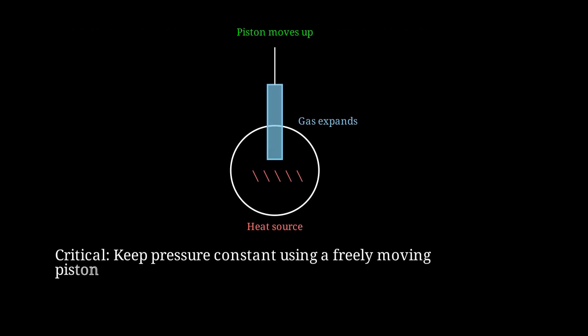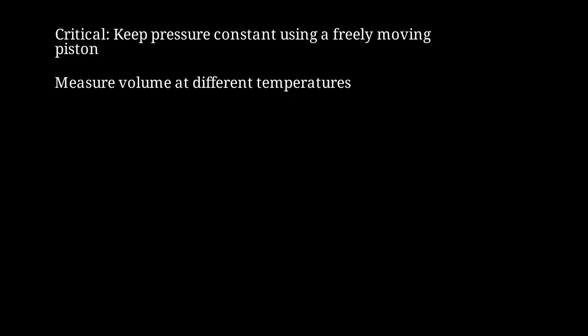Critical point. We must keep pressure constant. We do this by using a freely moving piston that can slide without friction. The atmospheric pressure stays constant, so the gas pressure stays constant. We measure the volume at different temperatures. Start cold, maybe 0 degrees Celsius, heat gradually to 20 degrees, 40 degrees, 60 degrees, and so on.